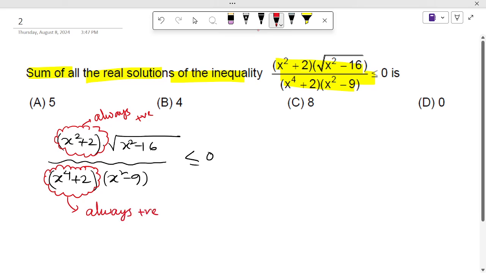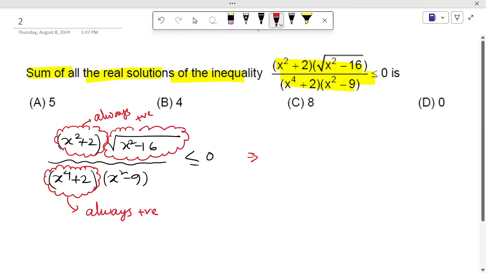Let me tell you one thing here. If you find any expression which is always positive, that means you can simply delete this portion from the inequality. And one more thing here: this portion is also positive.